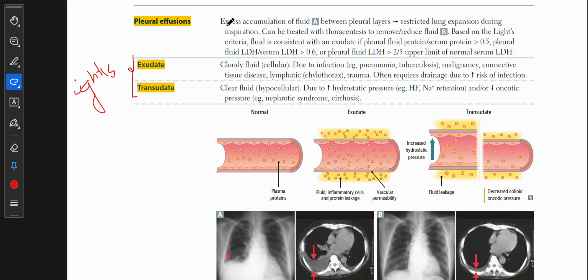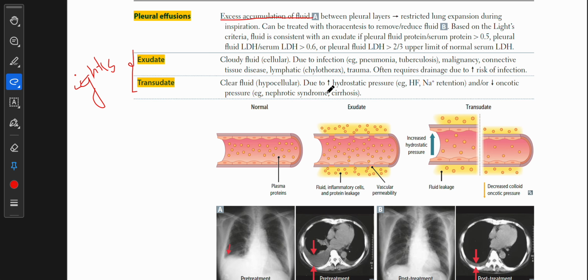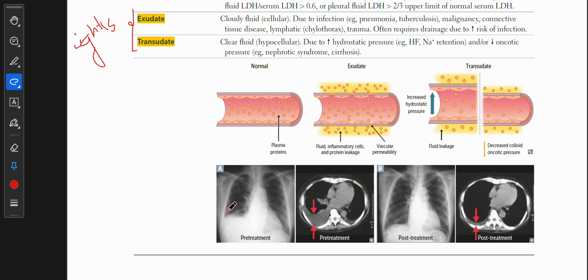So let's begin from the beginning. Excess accumulation of fluid is there between the pleural layers. You can see there is excess accumulation of fluid between the pleural layers, right?